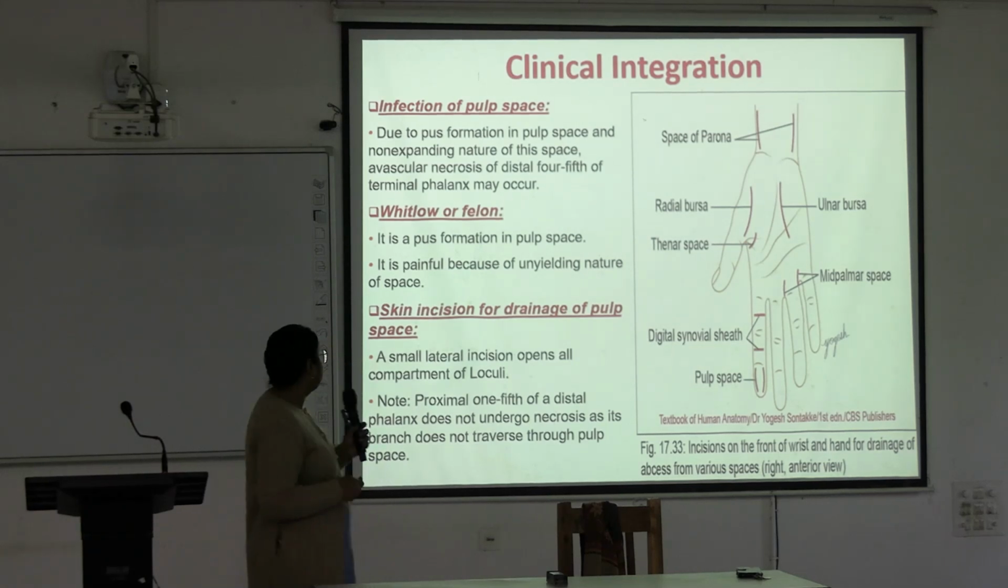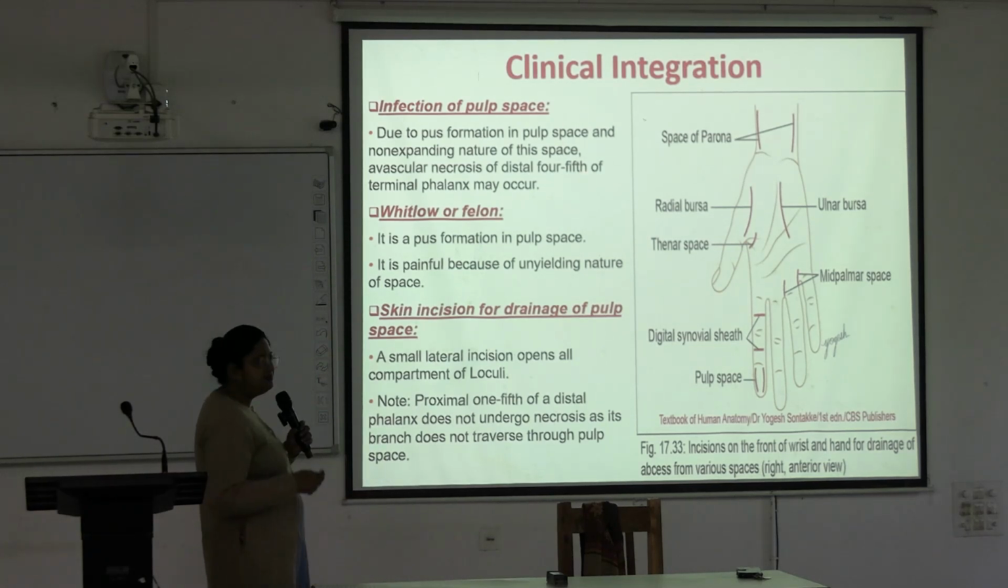Okay, but the proximal 1/5 of the distal phalanx does not undergo necrosis, as its branch does not traverse through the pulp space. Okay, it is coming from the proximal aspect.